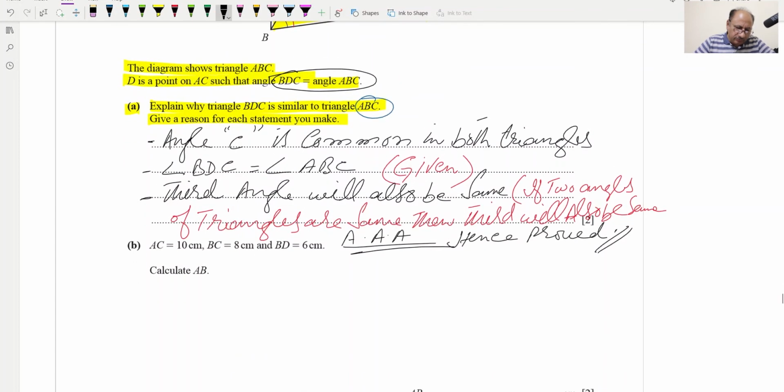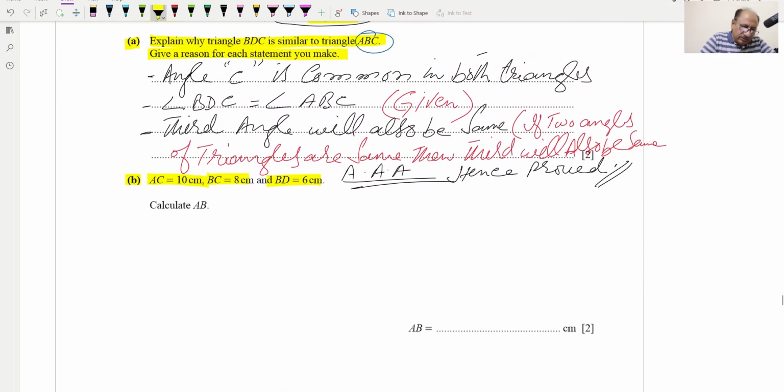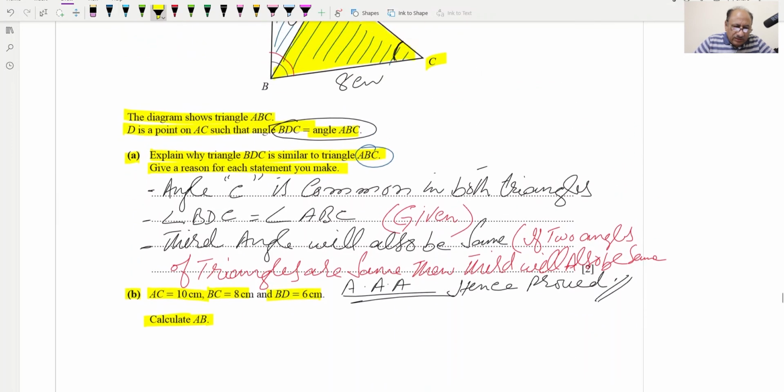So this was a 2 marks part which we are done. Now they are saying B part: AC is equal to 10 centimeter, BC is equal to 8, and BD is equal to 6. So this side AC is 10 centimeter, BC is 8 centimeter, and BD is 6 centimeters. These three measurements they have given, and they are saying calculate AB.